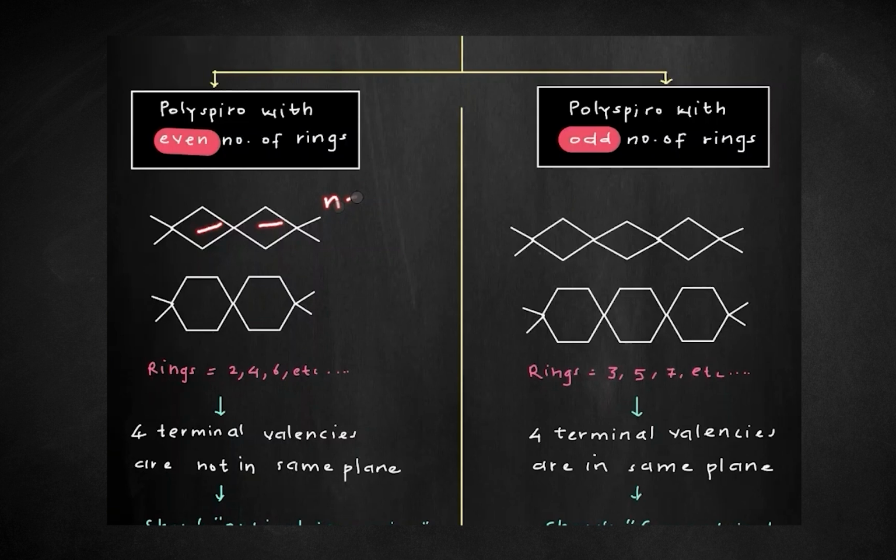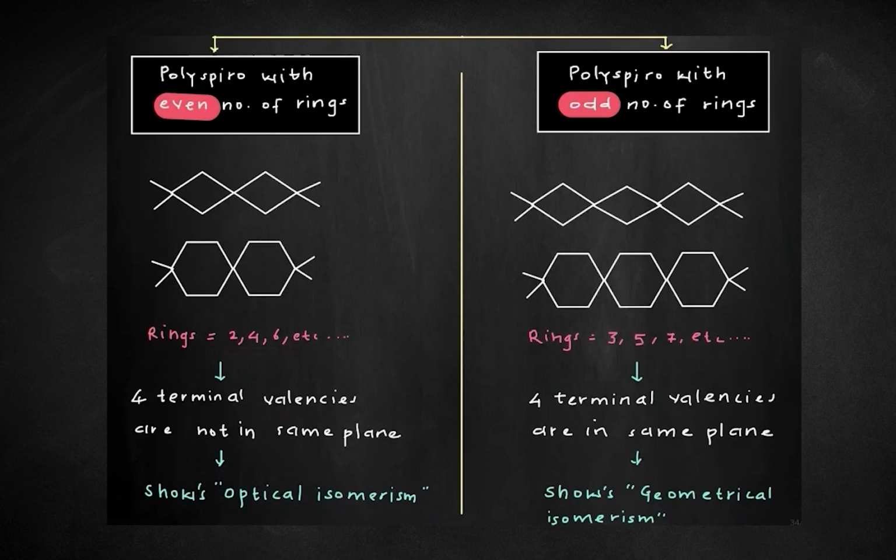Here the number of rings n is equal to 2, that is even, again n is equal to 2, even, and here n is equal to 3, odd. So rings here 2, 4, 6, even in number. All four terminal valencies are not in the same plane in such conditions. So here you have to check for optical isomerism and not geometrical isomerism. This compound will never show geometrical isomerism but can show optical isomerism. But you have to check for the plane of symmetry or the center of symmetry. If a plane of symmetry or center of symmetry is present, then the compound will be optically inactive, but if they are absent, the compound will be optically active, even without having a chiral center. Just the same as what we have seen in the cumulenes system.